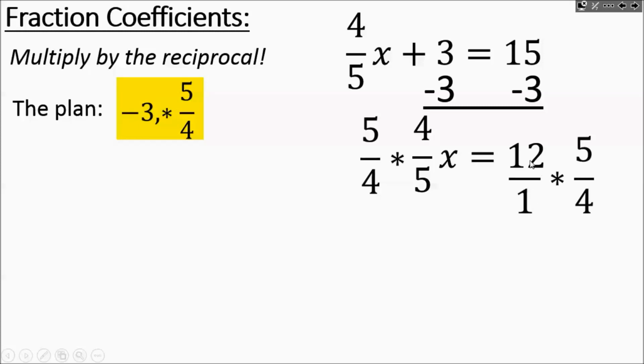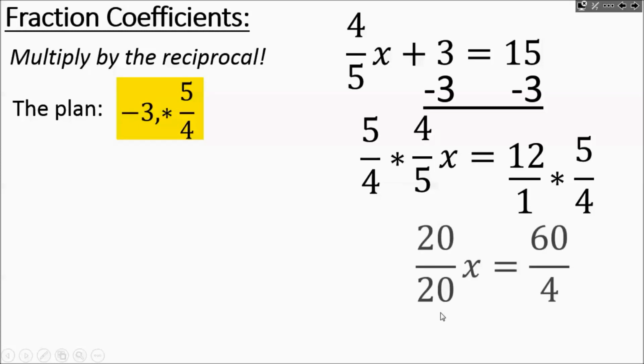Once again, putting your 12 over 1. Many kids know how to do cross-canceling at this point, but I'm going to show it as if you didn't know how to do that. So we'd have 5 times 4 over 4 times 5, 12 times 5 over 1 times 4. So you have 20 over 20x equaling 60 over 4. 20 over 20 is 1. 60 over 4 is going to divide out to 15. So your x was 15.